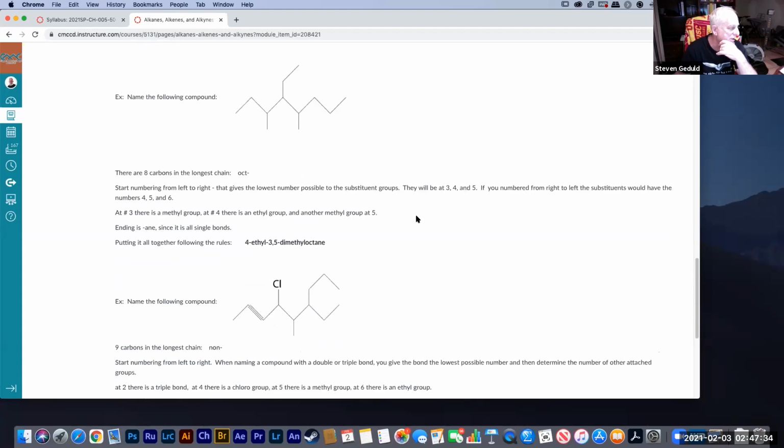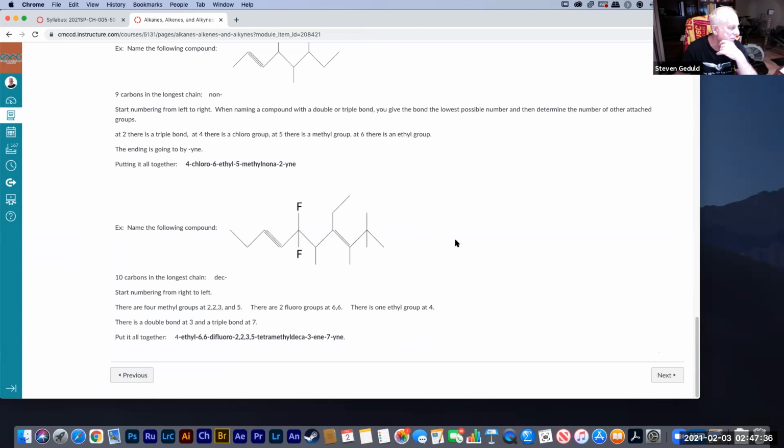This one right here, all these different names. And it's just a way to help you. So this compound here, here's the name: 4-ethyl-6,6-difluoro-2,2,3,5-tetramethyl-deca-3-ene-7-yne. Okay, and believe it or not, after 2 classes, you'll be able to do that. You'll be able to tell me exactly what that is, how to name it, and why it's different than everything else.